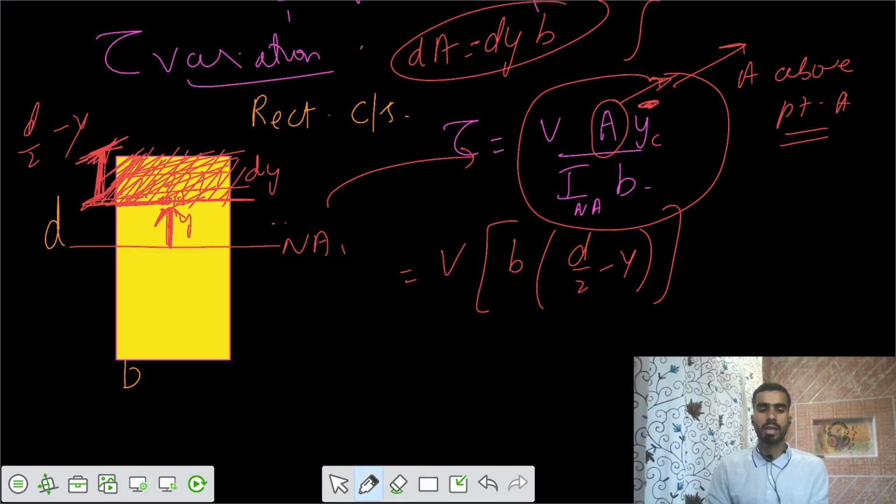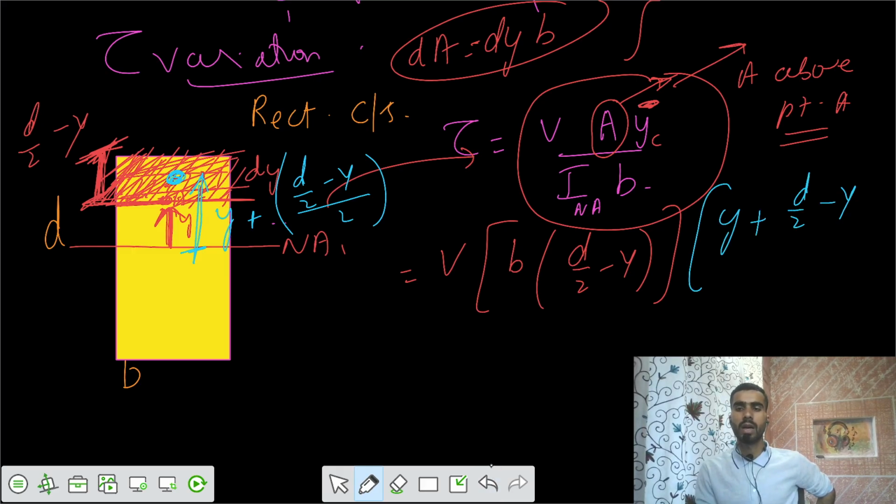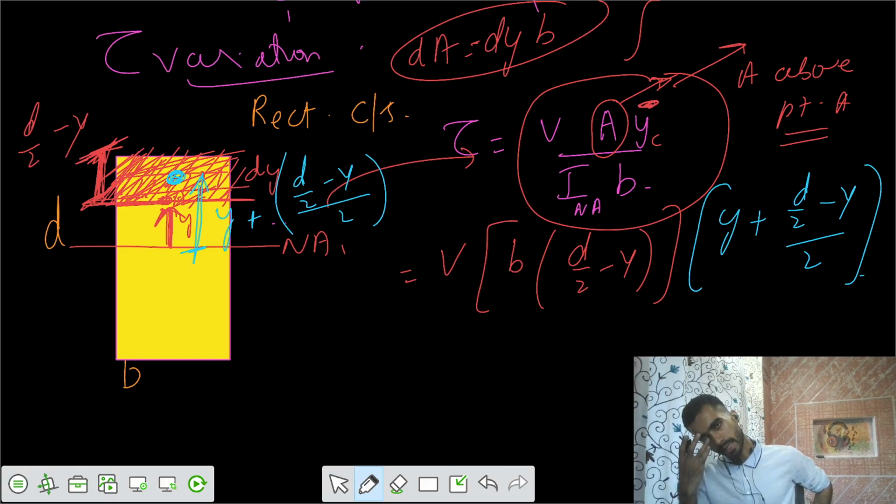Now we want to say where is the centroid acting of that particular area. The centroid is acting somewhere here at a distance of y plus d by 2 minus y by 2. Can we say that? The centroid of that particular area about the neutral axis is at a distance of y plus d by 2 minus y by 2.